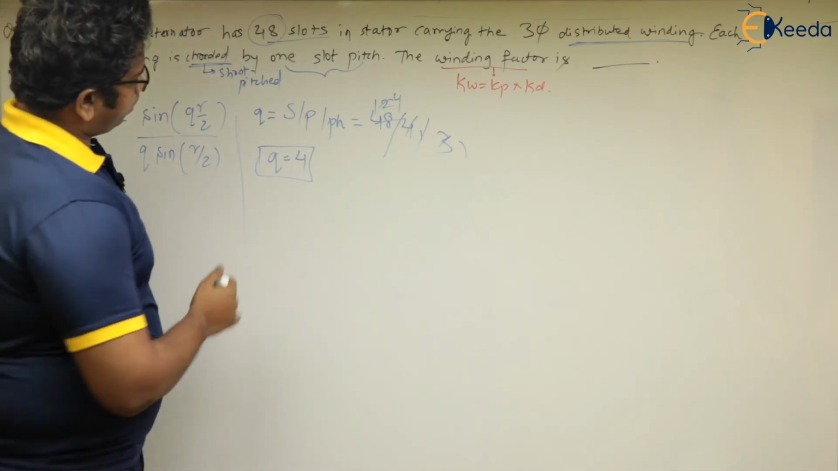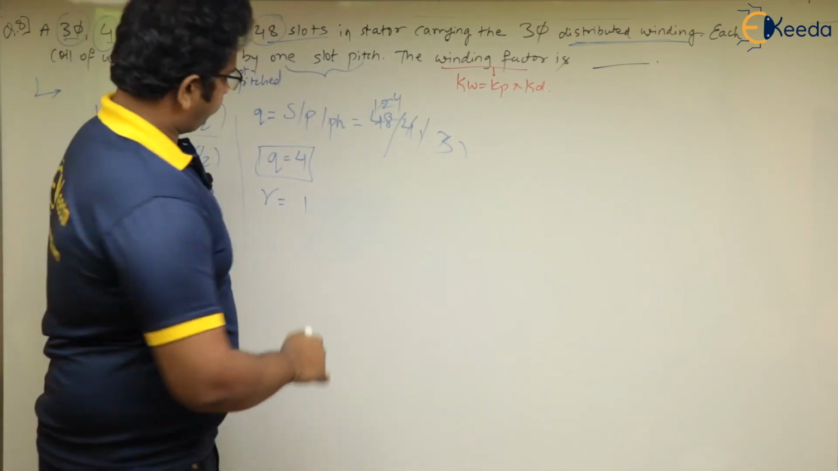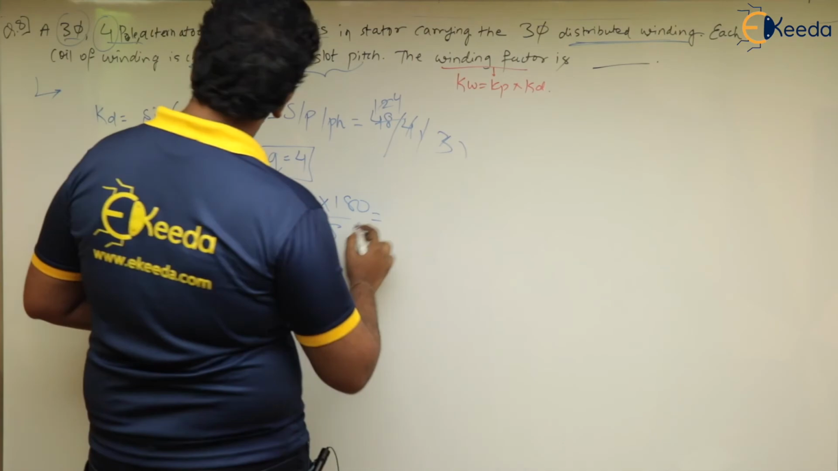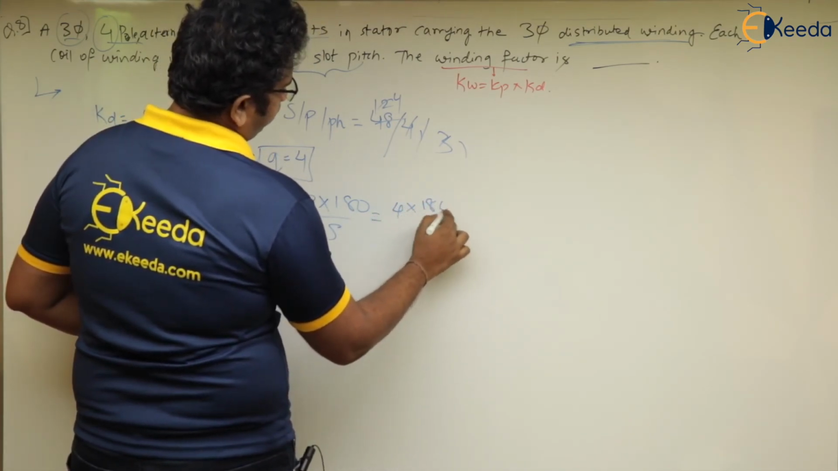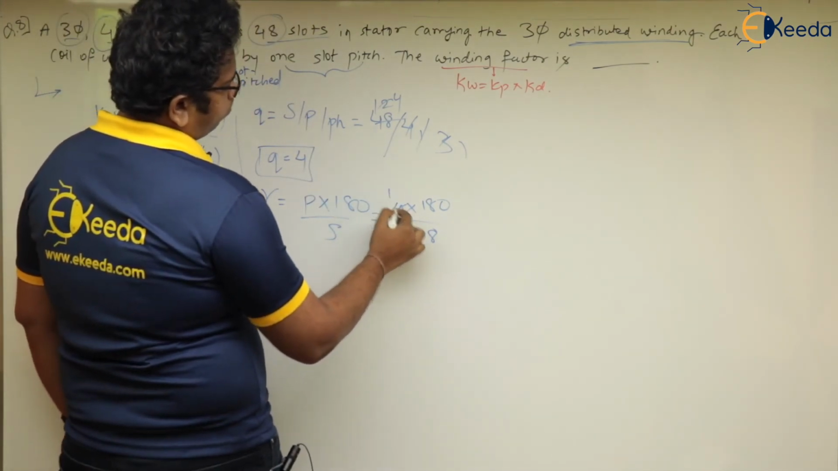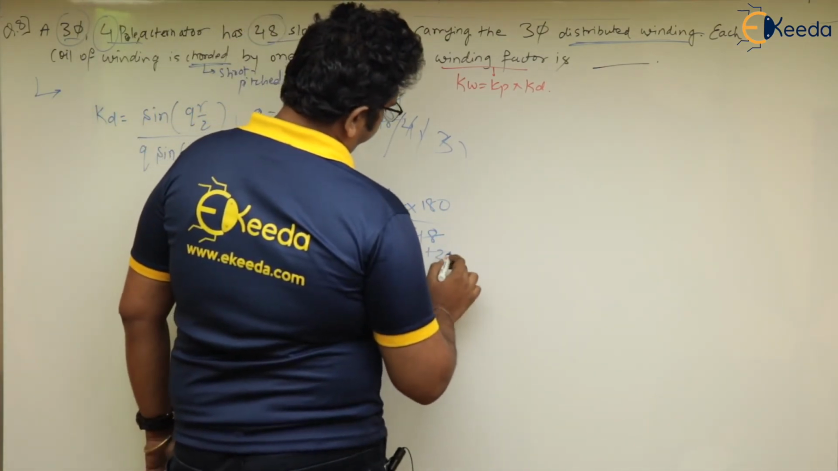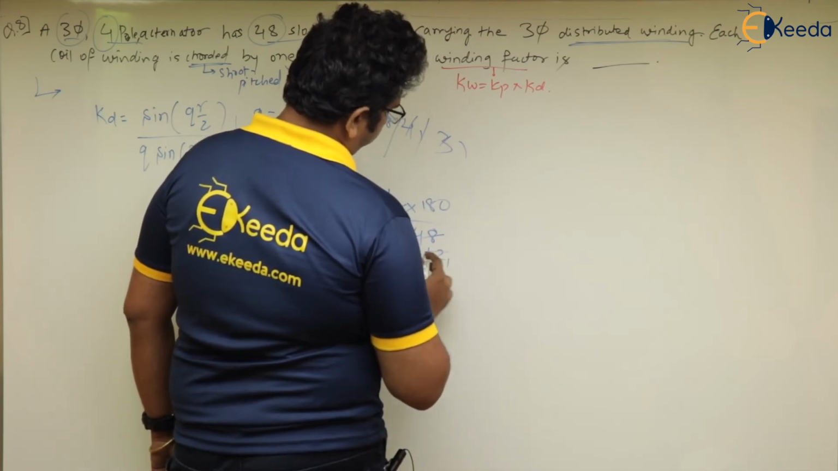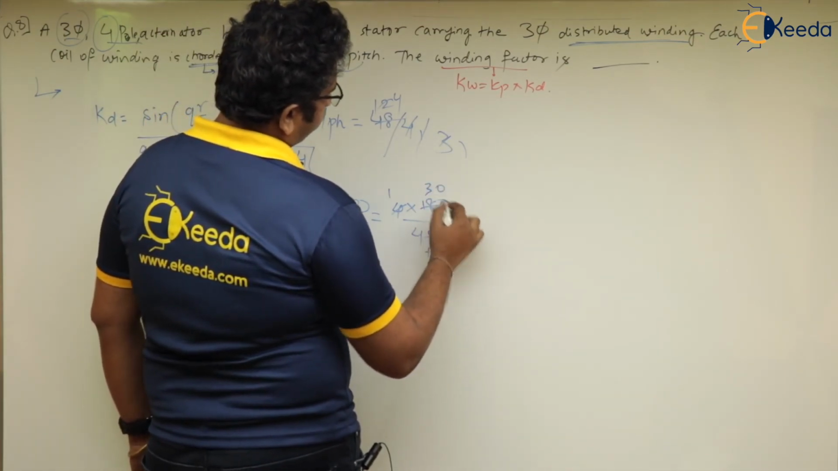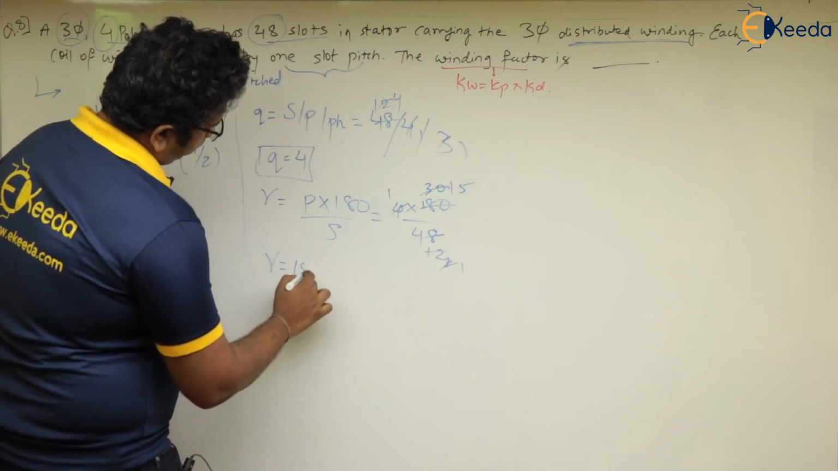Now, what about gamma, sir? What is gamma? Gamma is slot angle. Total electrical degrees, P into 180 divided by number of slots. What is P? Poles are 4, multiplied by 180, divided by slots. How many slots are there? 48. So now if we see this, 4 ones are 4, 4 twos are 12... 720 divided by 48 is 15. So you get gamma equal to 15 degrees.